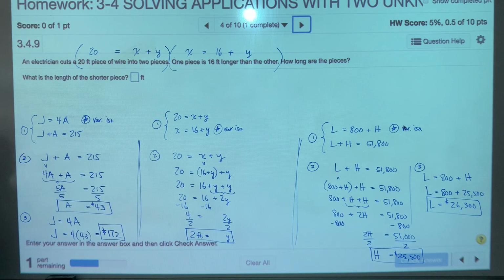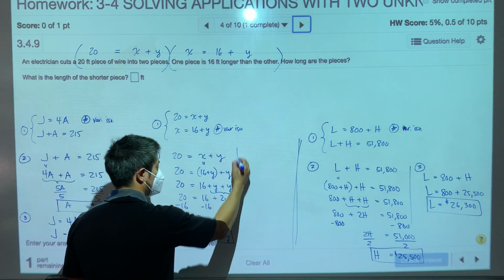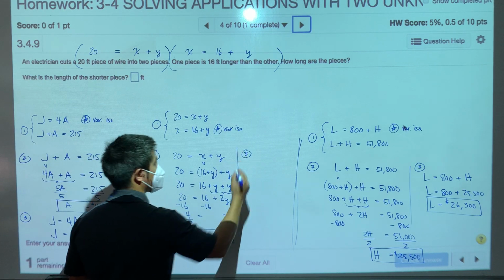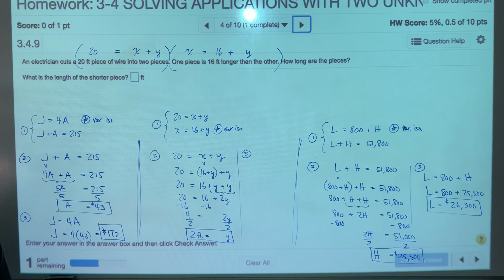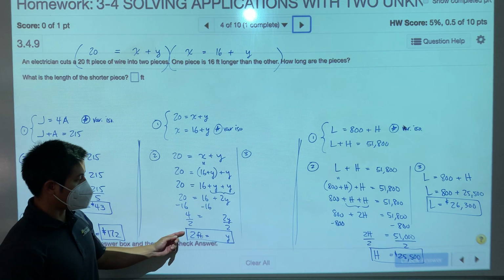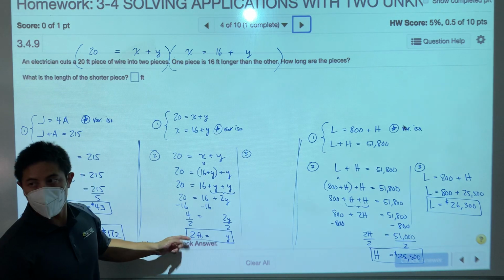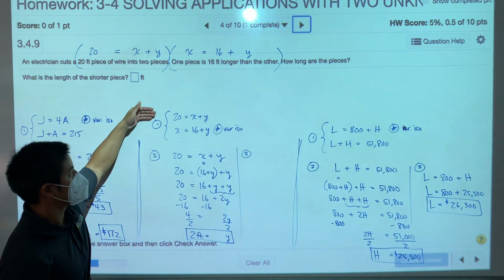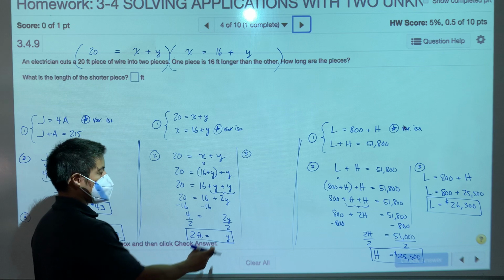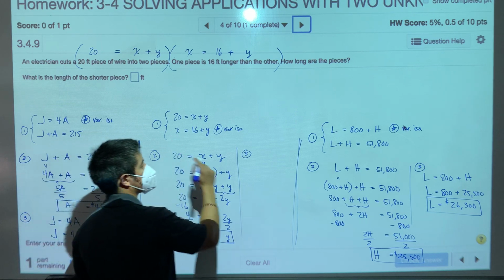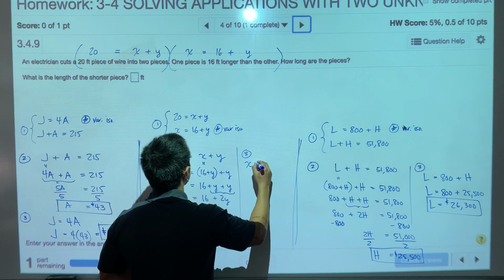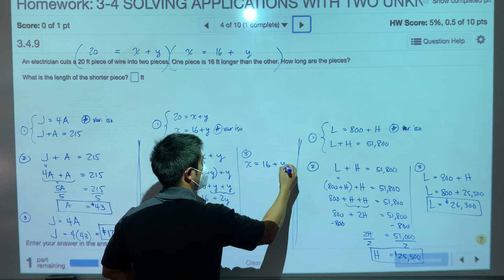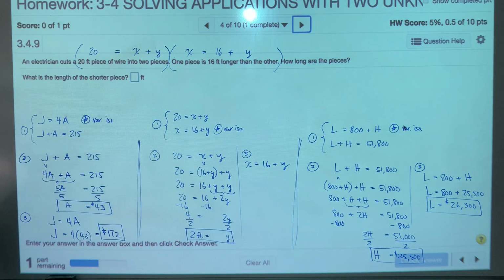Am I done? No, I'm not done. Because I also need to find the length of the other piece, right? The other piece, I need to figure that out. So if I know one piece is 2 feet, I need to go all the way back to the beginning to figure out the length of the other. Well, Y is 2 feet. Well, X is 16 plus whatever Y is, isn't it?